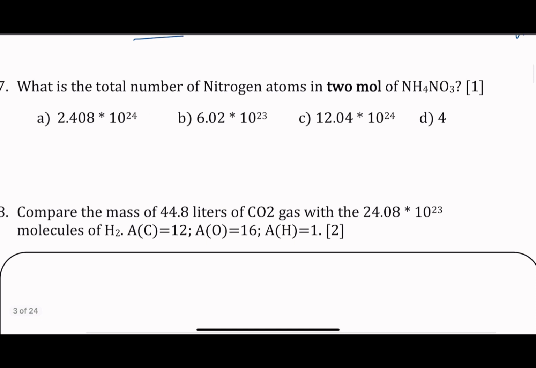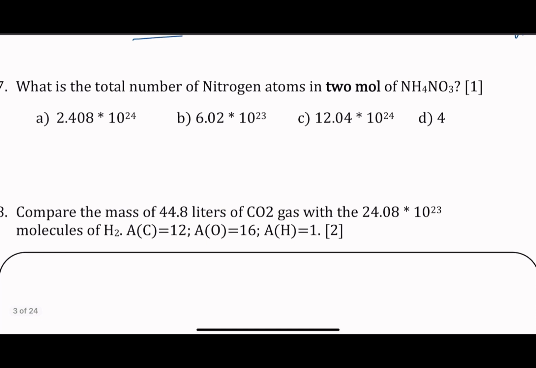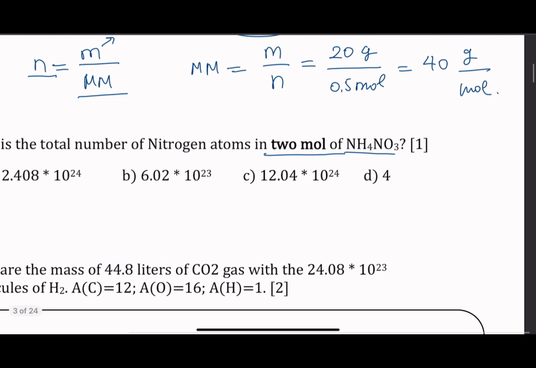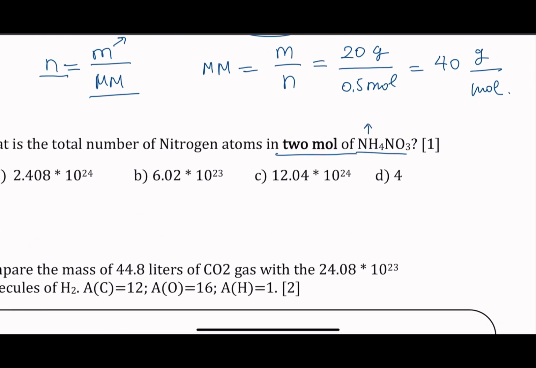So, for question 7, what is the total number of nitrogen atoms in 2 mole of ammonium nitrate, NH4NO3? You need to know that from the first semester we had to memorize them. This is ammonium ion, NH4, and then this is nitrate, which is NO3 negative, nitrate.